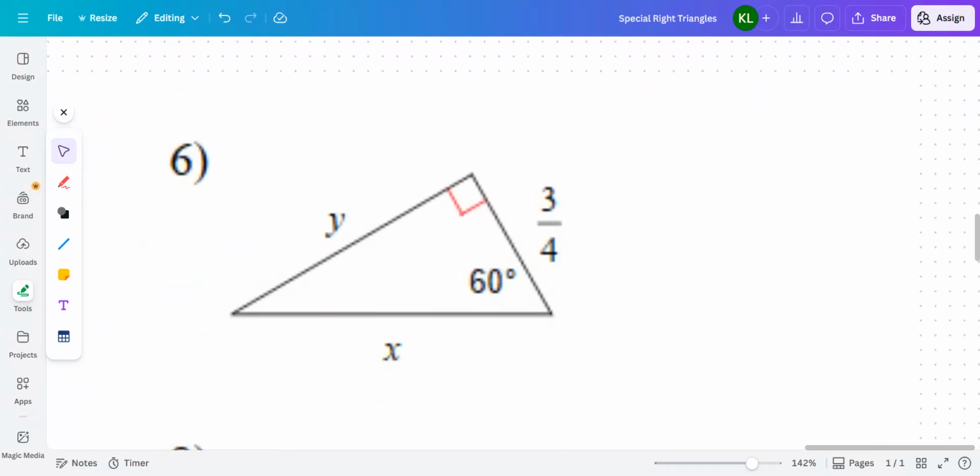Okay, let's look at number 6. And I apologize for the noise. Today's a snow day for our school, so my dog is chowing down on her kibble. She's not too far from me.